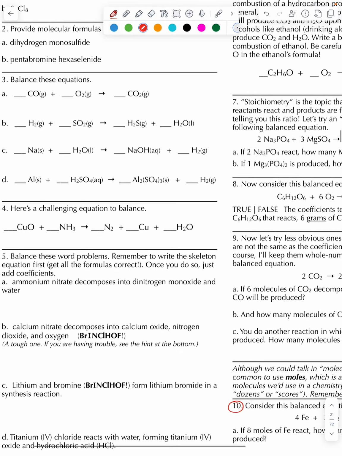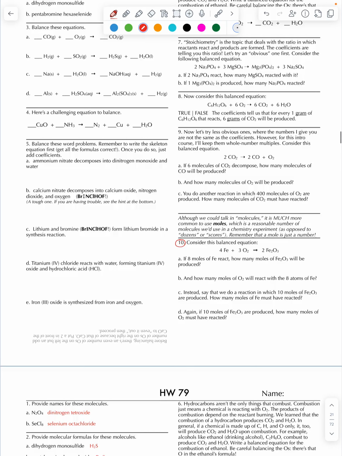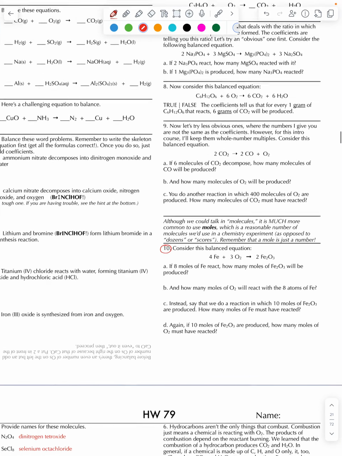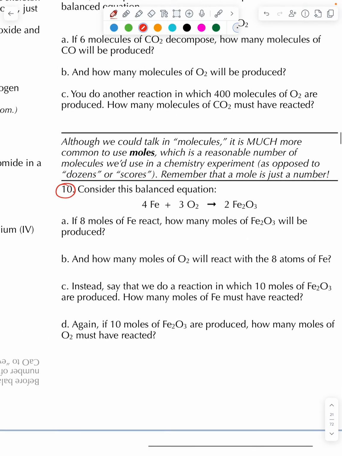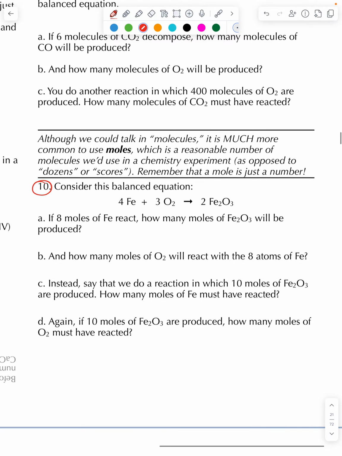Let's go to 79. Anything here? Again, lots of repeats. So then we got to stoichiometry without limiting reactants. So just again, a brief little lesson. This says the coefficients are telling us if we take 4 moles of iron, it needs to react with 3 moles of oxygen, and it'll produce exactly 2 moles of Fe2O3, iron 3 oxide.